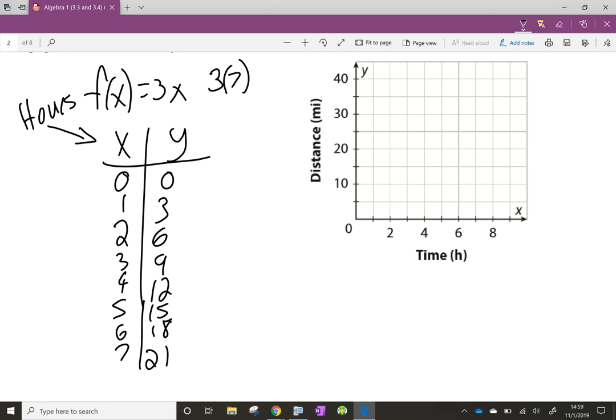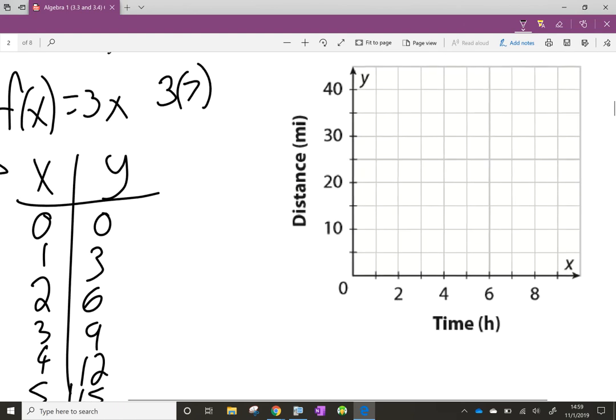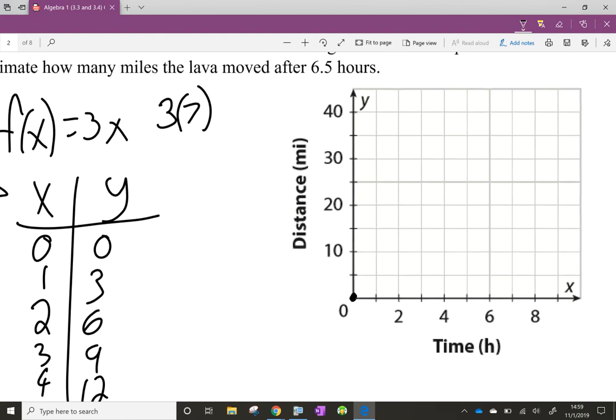Let's graph them. So this graph's going to be kind of tough, but we'll manage. So 0, 0. 1, 3 is kind of tough. So keep in mind this is going to be 5, 15, 25, 35. So 3 is going to be a little bit below 5, so it's something like there. Then we had 2, 6, so it's going to be right above 5, so about here. We had 3, 9, so it'll be just below 10. We had 4, 12, so it'll be just a little bit above 10.